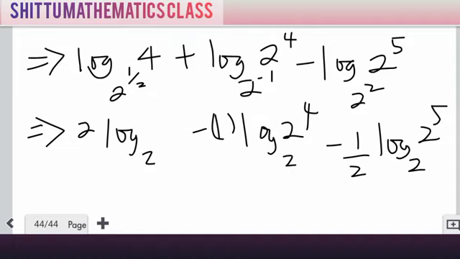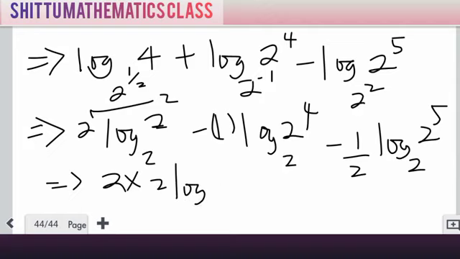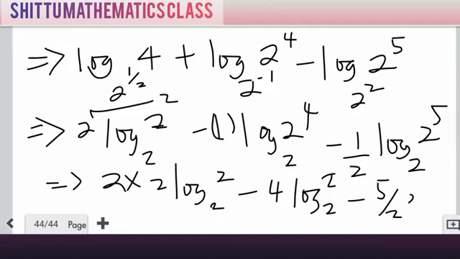4 here can also be written as 2 to power 2. Okay, so now from there you can see that these two can come down to meet this one here. We have 2 log 2 to base 2, then minus 4 here, 4 will come down, we have 4 log 2 to base 2, then minus 5 will come down here, we have 5 over 2 log 2 to base 2. Is that understood?